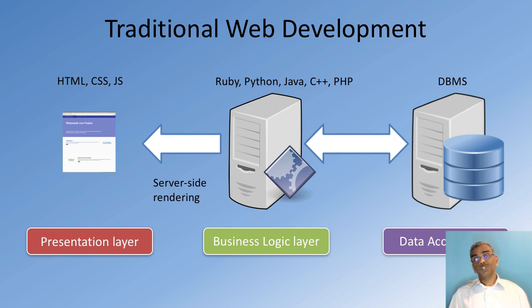In this approach, we need specialists in each of these three layers. So a front-end specialist typically would be well-versed in HTML, CSS, and JavaScript. The business logic specialist would be well-versed in one of the technologies that is used for implementing the business logic. And then you need a data specialist who will be well-versed in the relational database management system.